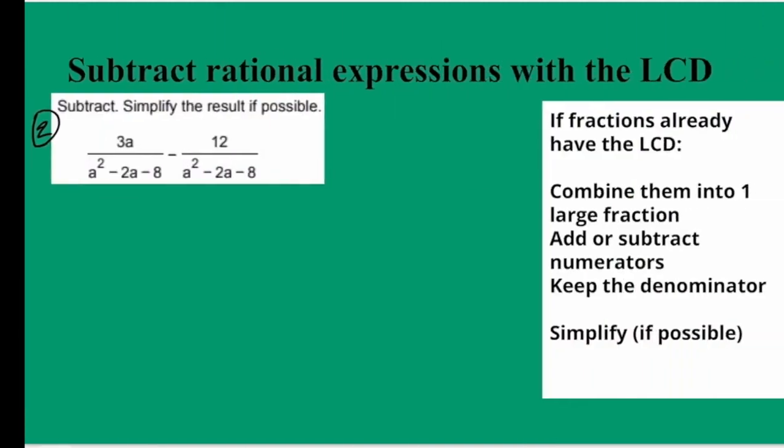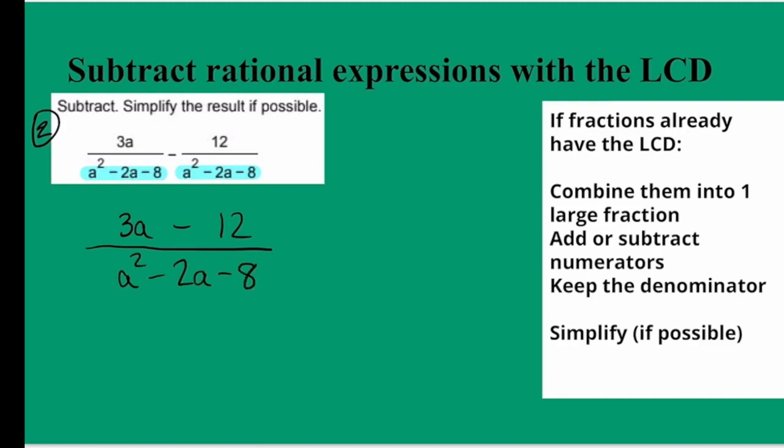So for our second example, similarly, we have two denominators that are the same. So we can combine this into one large fraction. 3a is the first numerator we are subtracting. 12 is the second numerator, and we can write that over our denominator since it's common, just like that.